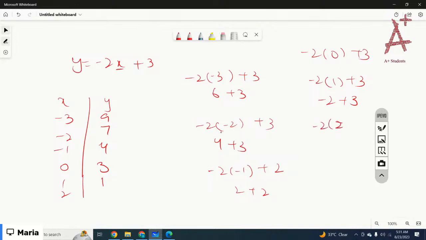Negative 2 times 2 plus 3. Negative 2 times 2 is negative 4, plus 3. Negative 4 plus 3 is negative 1. Here you have negative 1, right?